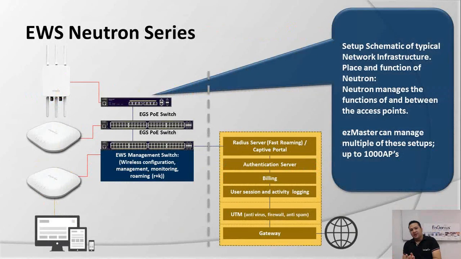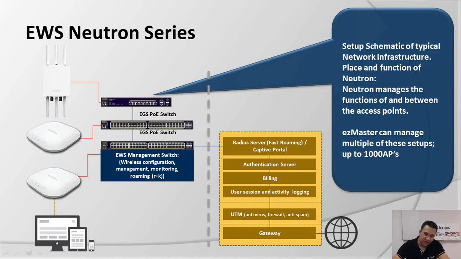So how does the Neutron series work? As I explained, we have one management switch, which can be combined if necessary with some other sub switches to extend your network. And we have access points indoor and outdoor in the network. The Neutron series will work in this area of your network. So far, from one Neutron management switch, you can manage 50 access points. The main functions of the EWS system are AP auto discovery, provisioning, wireless configuration, monitoring, and controlling the access points.